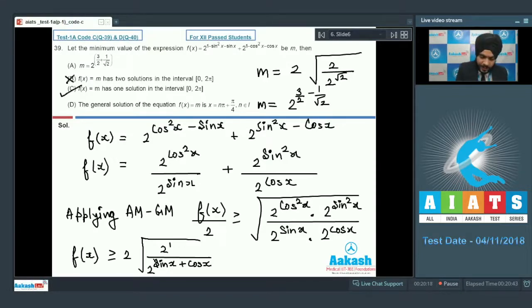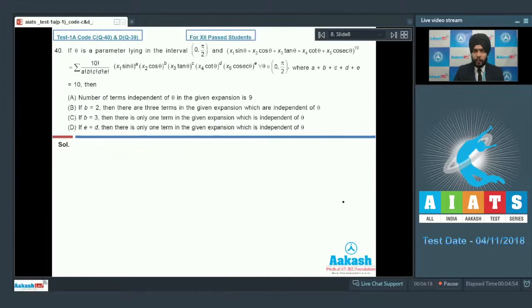Option number C is correct, B is wrong, A is also wrong. The general solution of f(x) equal to m is x equal to n pi plus pi by 4. It is the same as the general solution of sin x plus cos x equal to root 2, which is 2n pi plus pi by 4. This is also wrong. So this is a multiple choice correct question with a single answer, only and only option C. Okay, let us move forward to question number 40. So next up we have question number 40.